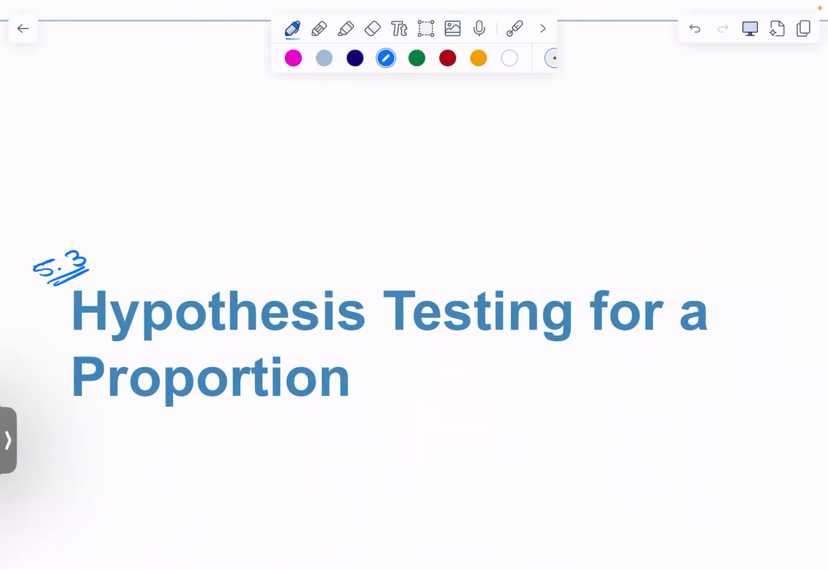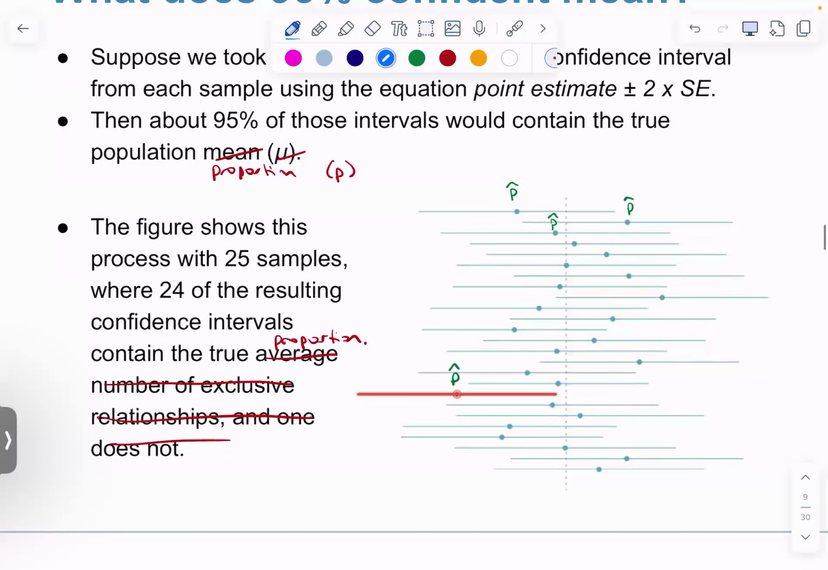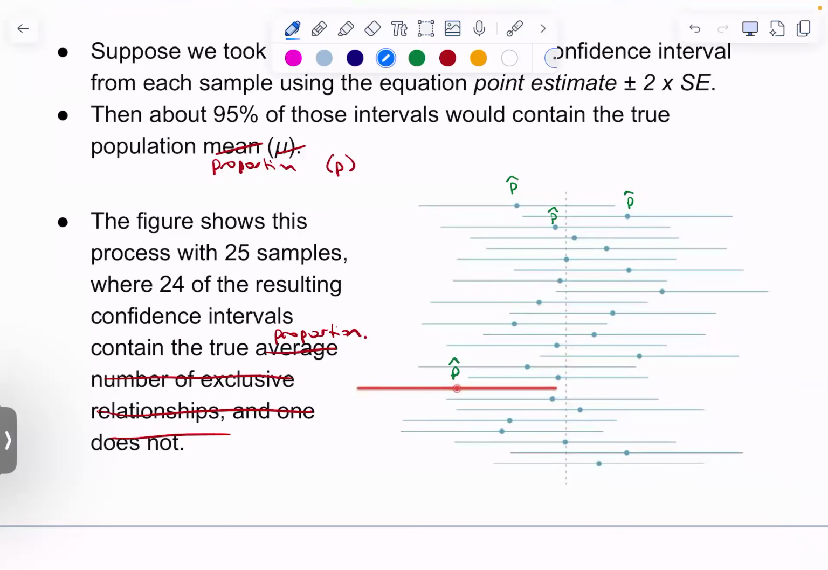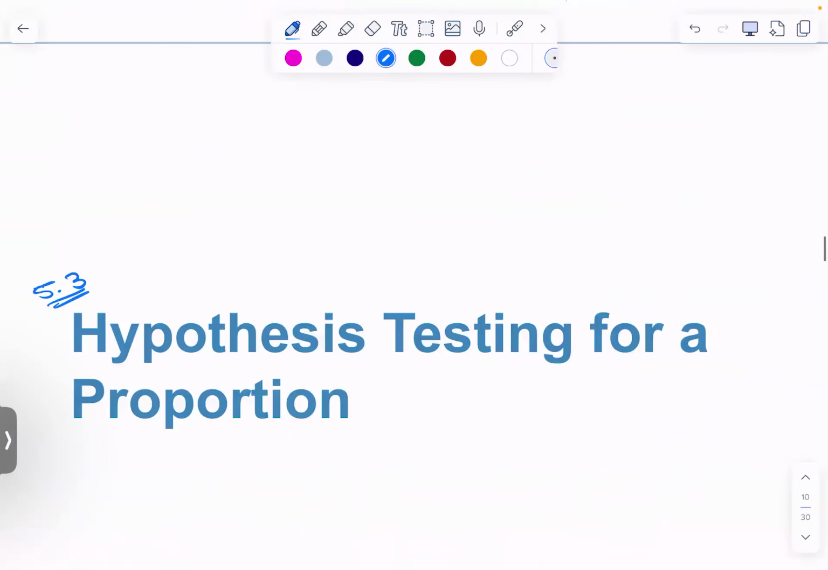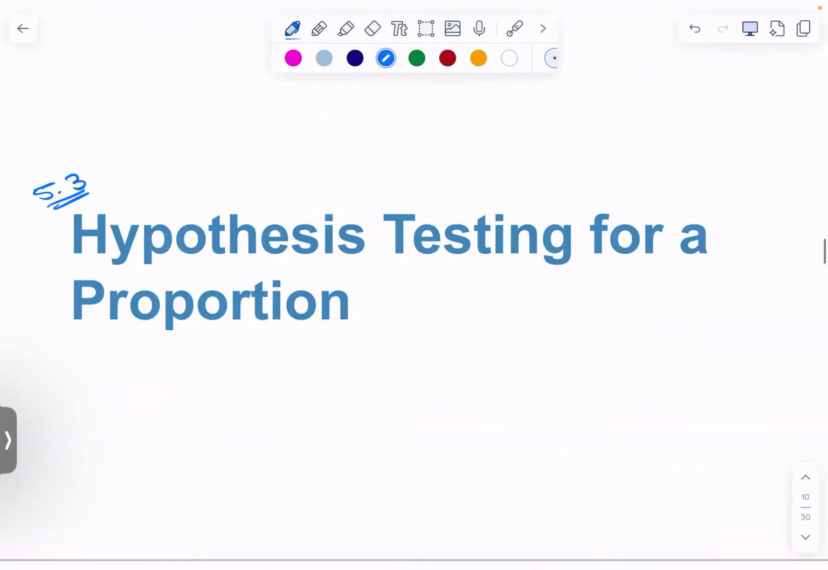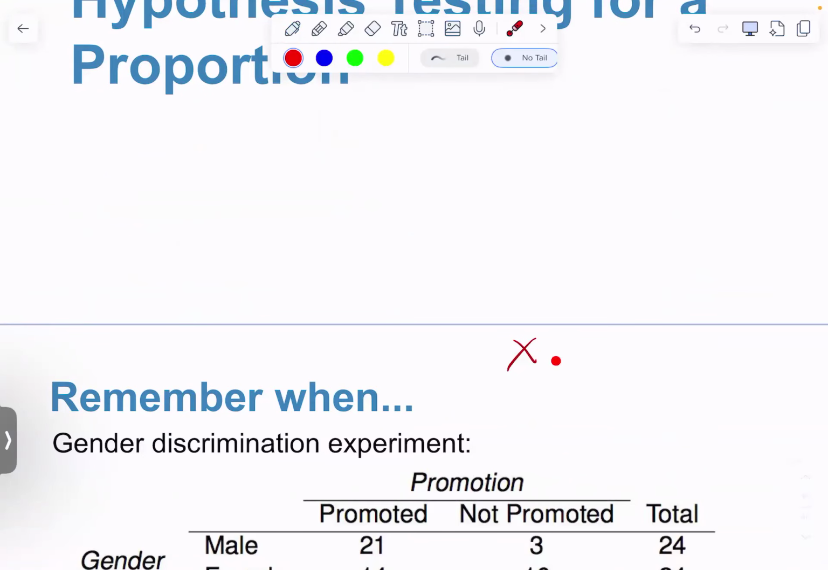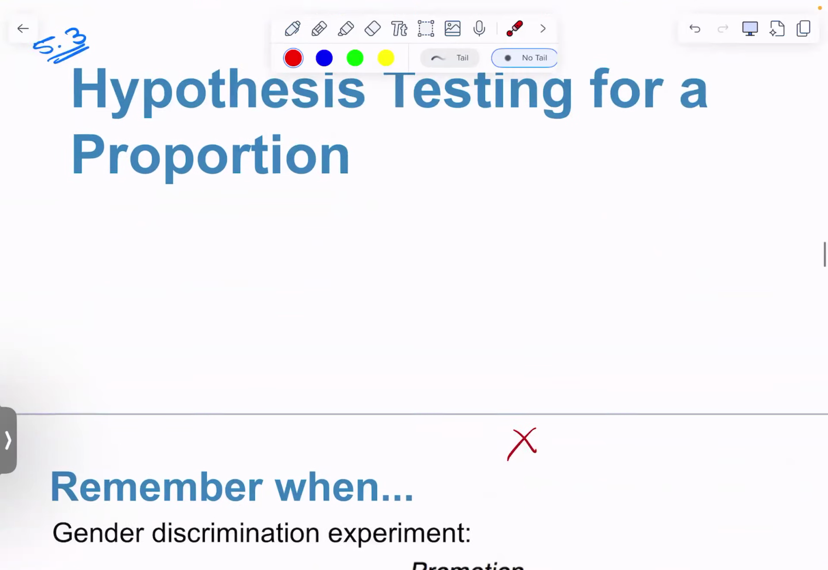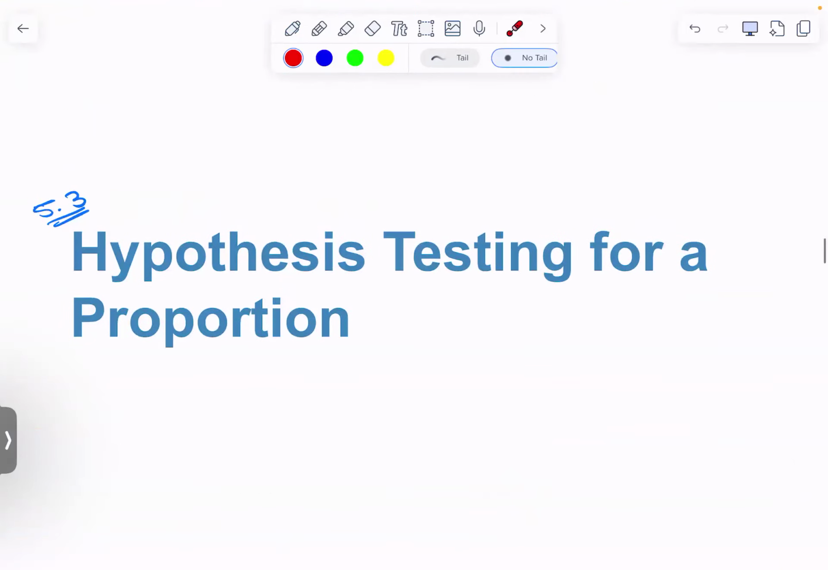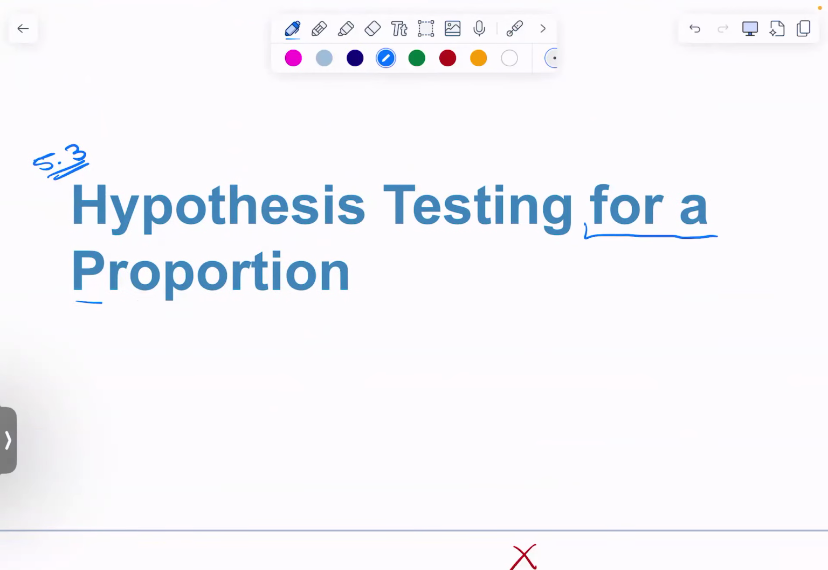Any questions about confidence intervals before we get into hypothesis testing? Okay. I crossed these out because it says remember when, but it was never introduced, so we'll skip those. But hypothesis testing for a proportion, we're going to call this type still one sample proportion.